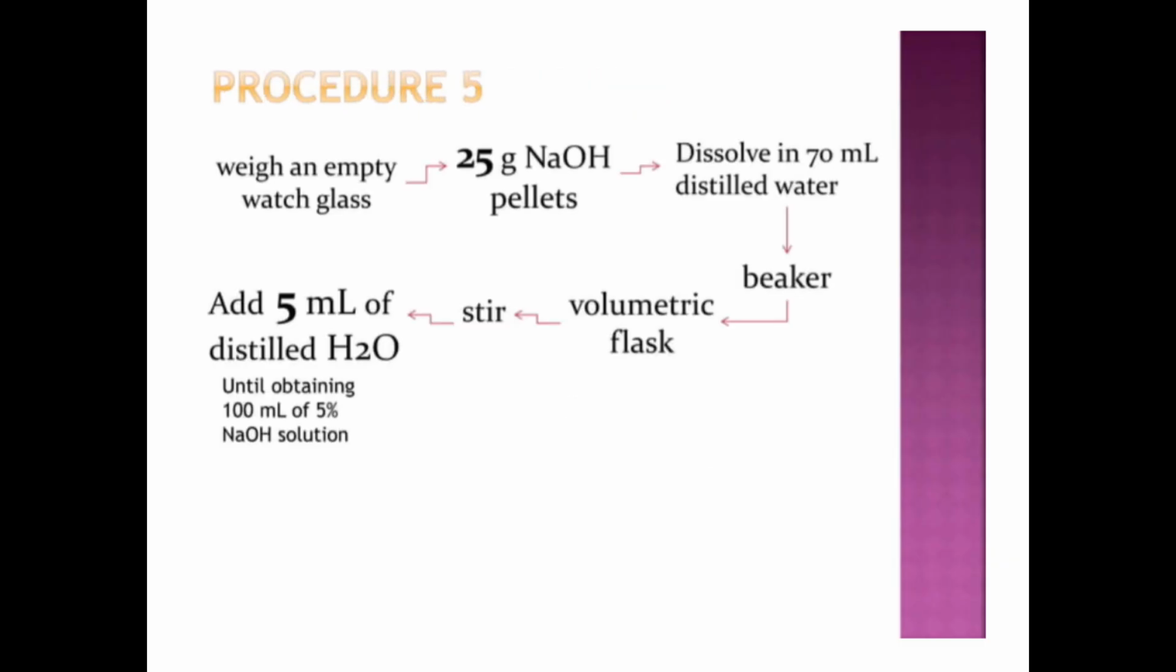So you have an empty watch glass, then you weigh 25 grams of sodium hydroxide pellets into that watch glass, and then you dissolve it in 70 ml of water. Then you transfer it to a beaker. After transferring into the beaker, of course, you stir to ensure even distribution, and then you transfer it to the volumetric flask.